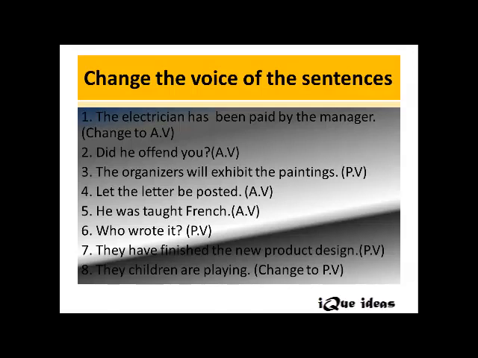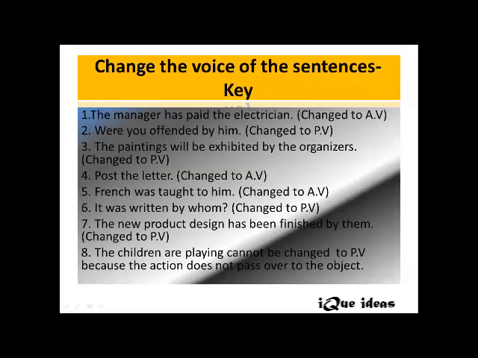Let's look at the fourth one. "Let the letter be posted." The given sentence is in passive voice. We have to change it into active voice. Fifth one, "He was taught French." The given sentence is in passive voice and you have to change it into active voice. Sixth one, "Who wrote it?" It is in active voice. We have to change it into passive voice. Seventh one, "They have finished the new product design" is in active voice and it has to be changed to passive voice. The last one, "The children are playing," is also in active voice and you have to change it into passive voice. Right.